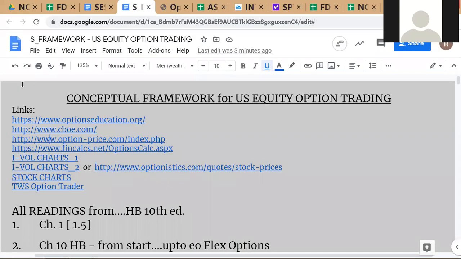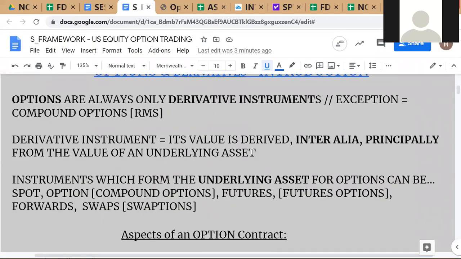So when you look at the definition here, why am I focusing on this definition like this? Why is the definition: value is derived from an underlying asset?